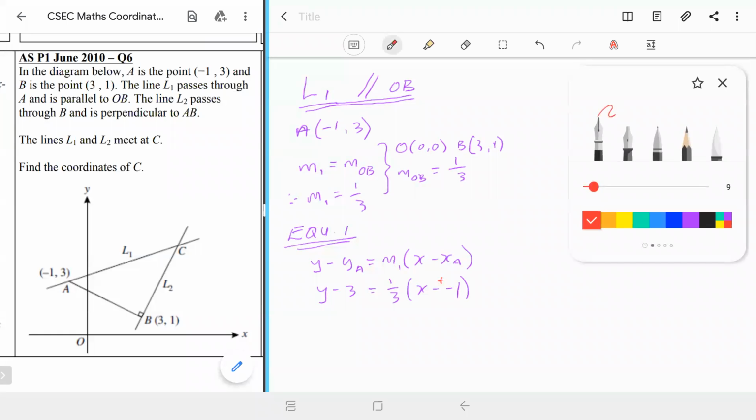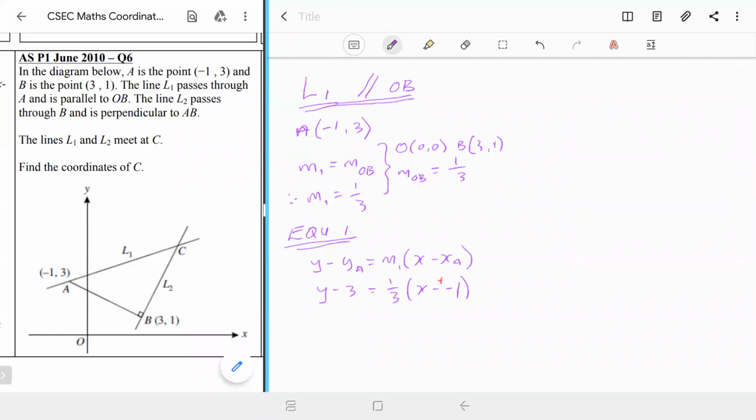All right, let's do the calculation. So it becomes 3y minus 9 equals x plus 1. I'm going to carry 3 across these two to get this. And then all I have to do now is transpose this minus 9 over here and add it. And so I get 3y equals x plus 10. This is the equation of line 1.